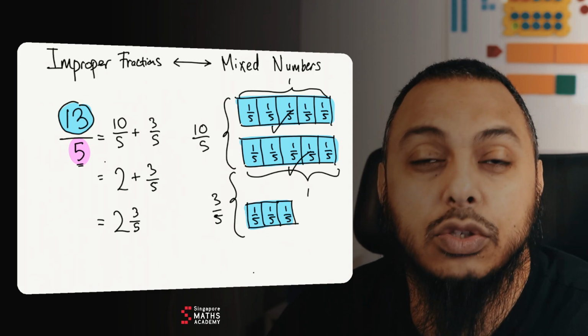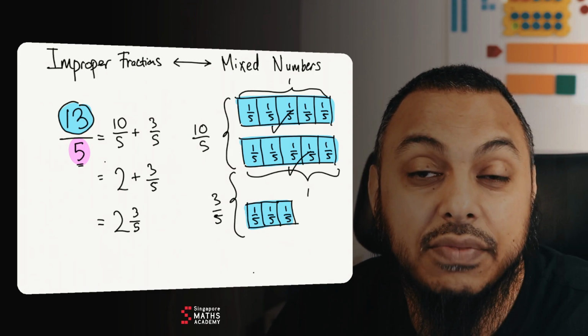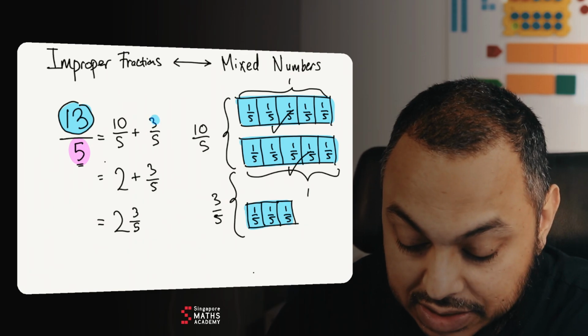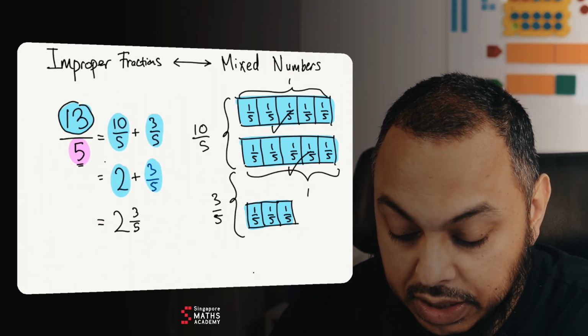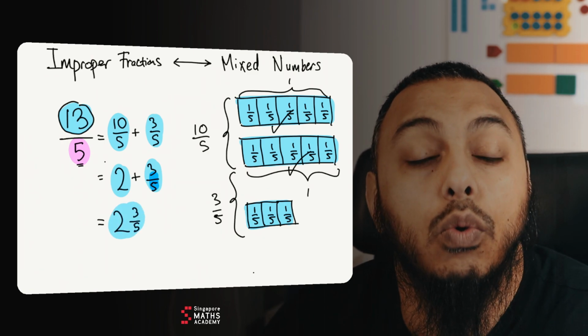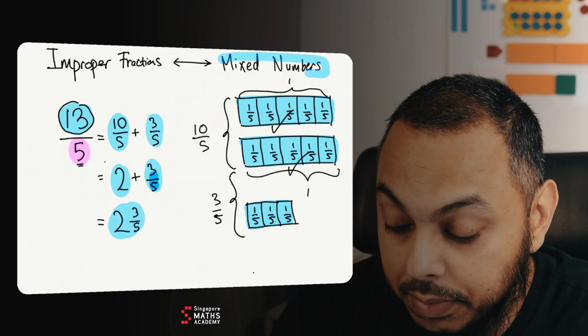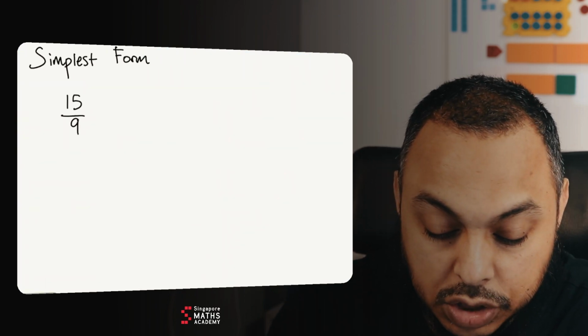So 10/5 is 2 wholes. 3/5 was the remainder. We had to make 13/5, which is here. That's the remainder. 10/5 is our 2 wholes. 3/5 is our remainder. And therefore we have 2 and 3/5 all together as a mixed number. Does that make sense? Have a go at this question.